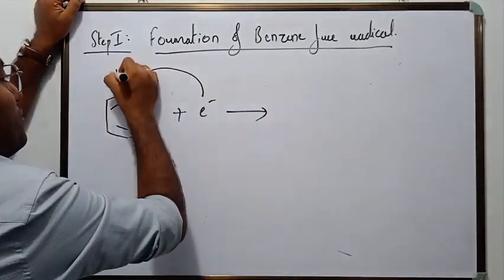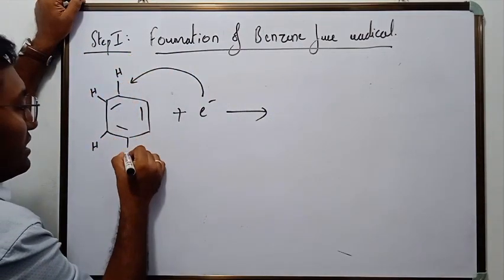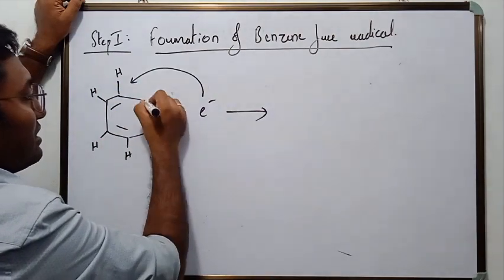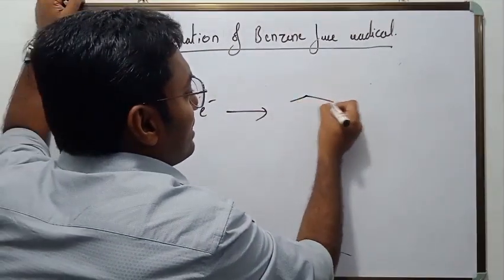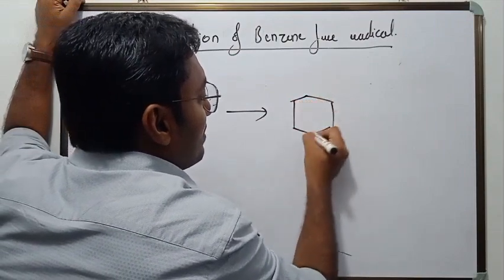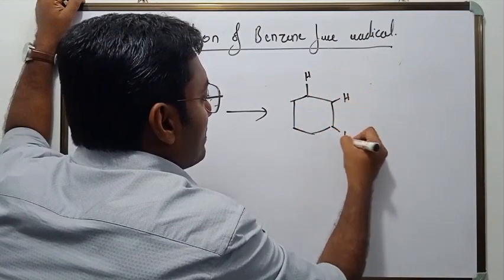I draw all hydrogens. Each carbon atom is having one hydrogen atom. In the benzene ring, I draw all those hydrogen atoms for better understanding. Now again I write the benzene ring like this.